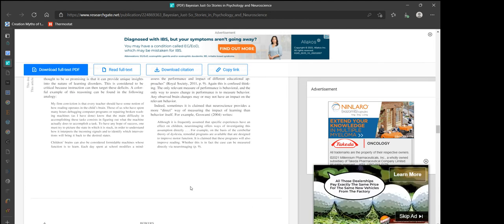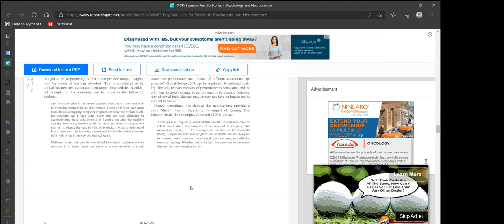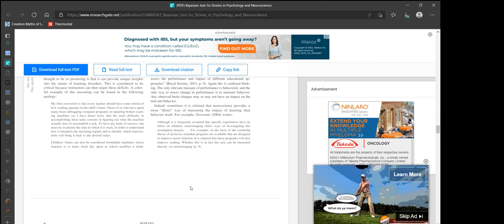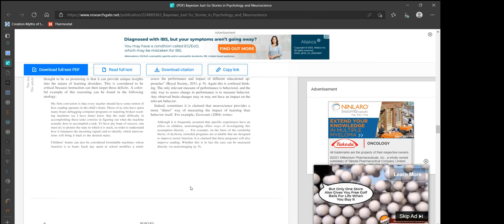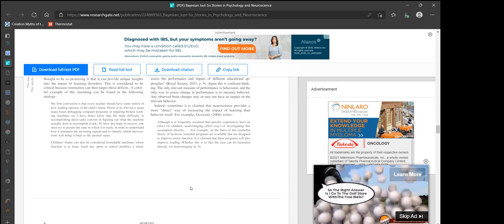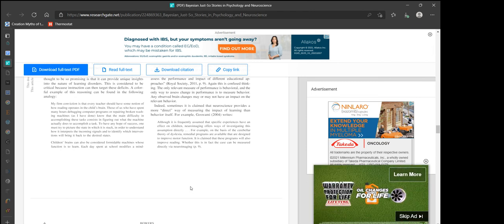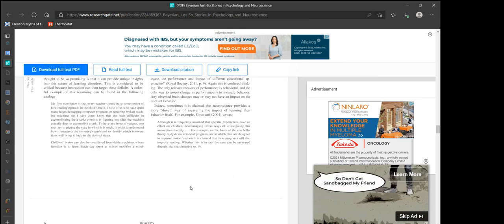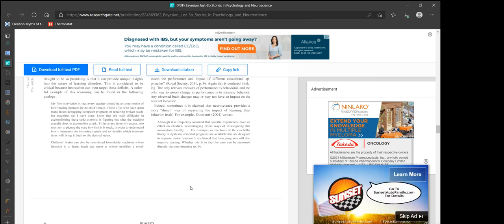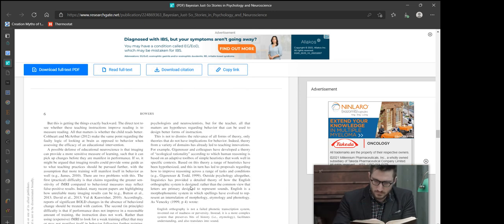Indeed, sometimes it is claimed that neuroscience provides a more direct way of measuring the impact of learning than behavior itself. For example, Goswami, 2004, writes, "Although it is frequently assumed that specific experiences have an effect on children, neuroimaging offers ways of investigating this assumption directly. For example, on the basis of the cerebellar theory of dyslexia, remedial programs are available that are designed to improve motor function. It is claimed that these programs will also improve reading. Whether this is in fact the case can be measured directly via neuroimaging," end quote.